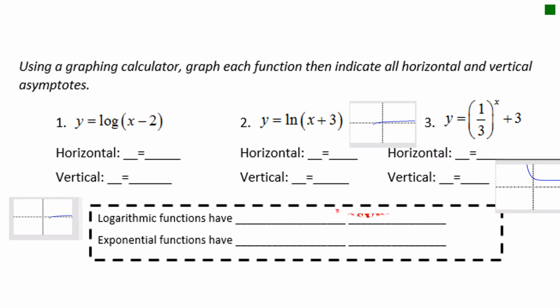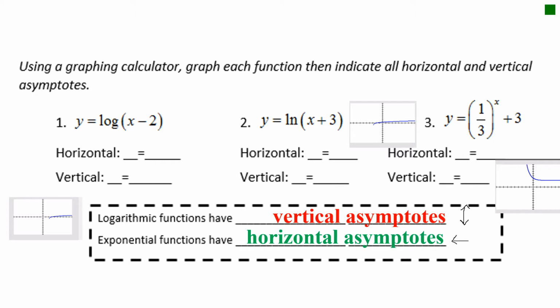Logarithmic functions have a vertical asymptote. Exponential functions have a horizontal asymptote. So a vertical asymptote is going to be a line straight up and down. Horizontal asymptote goes straight across left and right. So let's take a look at our very first problem. Y equals log parentheses x minus 2. Go ahead and put that in your calculator and don't forget the parentheses.